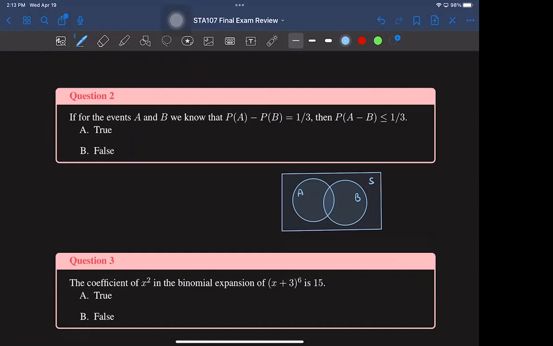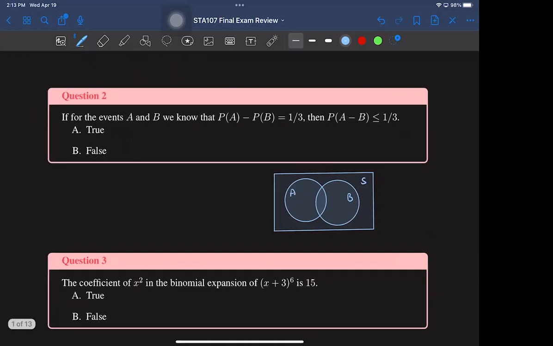Okay, so we have 6 people choose false, 2 people choose true, and there are people who say I don't know, that is fine. So let's look at this. Why do you think that it is false? For whoever voted false, how do you know that it is false?